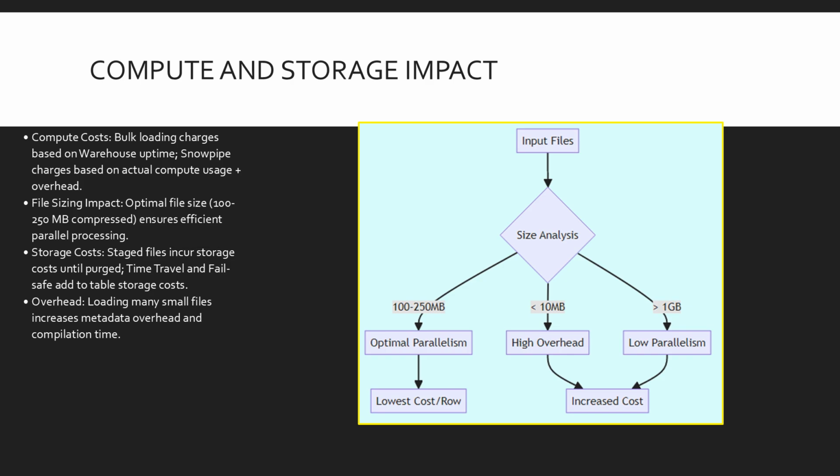This diagram analyzes the impact of file size. Input files undergo size analysis. If they are the optimal 100 to 250 MB, you achieve optimal parallelism and lowest cost per row. If they are too small, you get high overhead. If too large, low parallelism. Both suboptimal paths lead to increased cost.